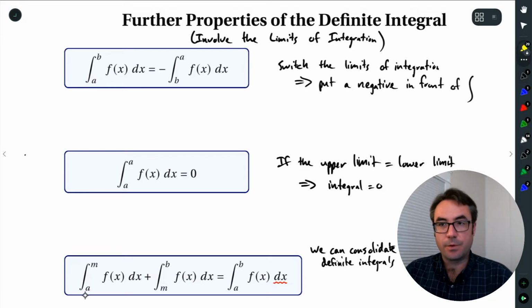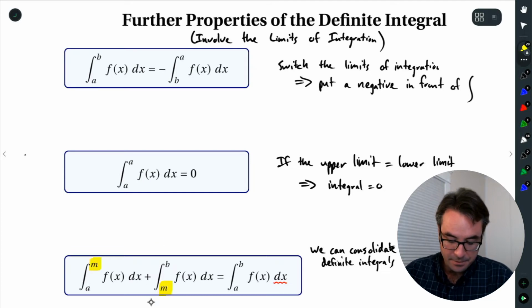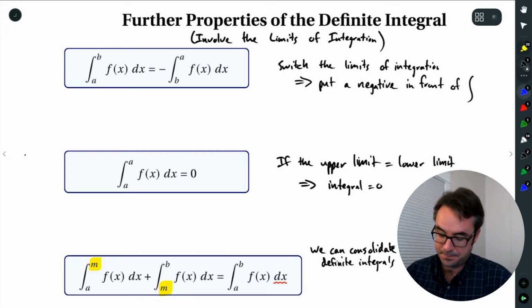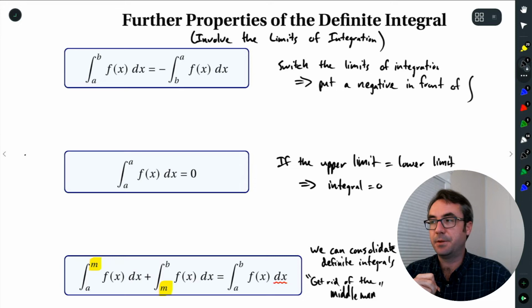If you follow along, we're integrating from a to m, then we're integrating from m to b. If those numbers match up like this, well, we can just eliminate that. We can consolidate them. We can get rid of this middleman number here, this m, and just go from a directly to b. So we can just get rid of the middleman.